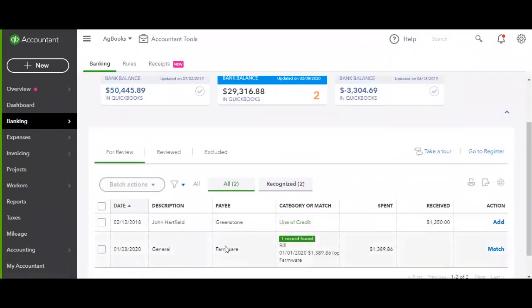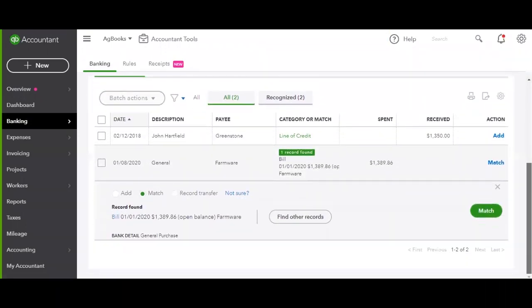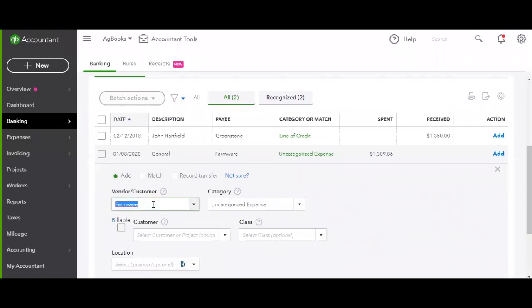So I know that this matches a bill from Farmware. We're going to ignore that and say that it is a principal payment, or a payment in general towards our line of credit. Okay, so this was a payment on our line of credit, a pretty little payment, but it was a payment.